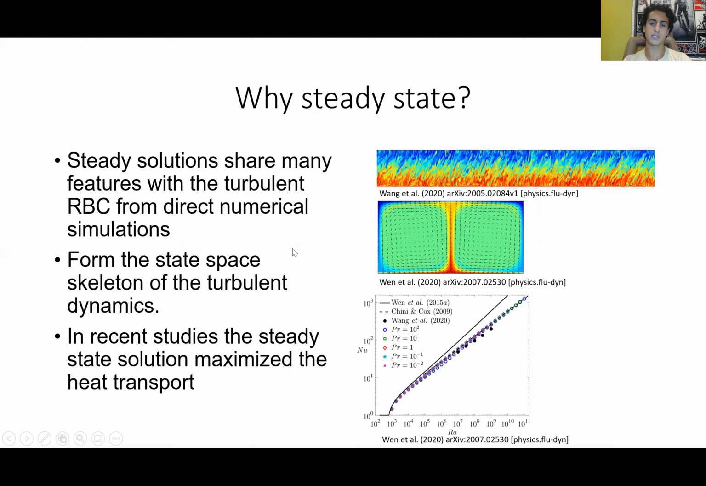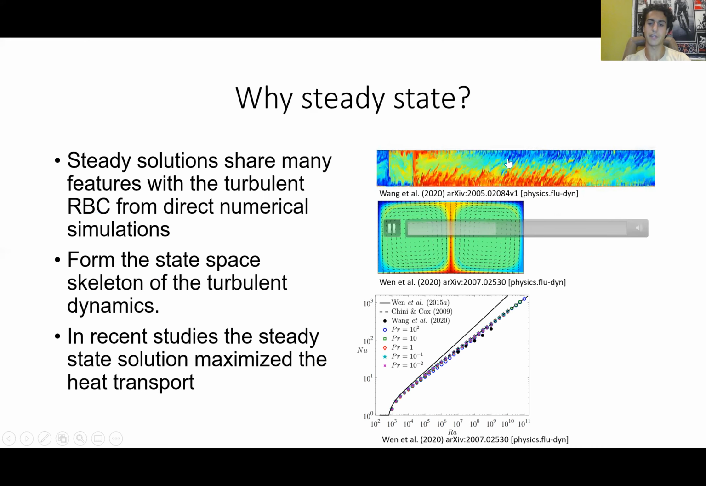So why are we studying the steady state? Before we go over that, though, I want to start this video, and I urge you to pay attention to it because it's a big point about this. Mainly in the fact that our steady solution shares many features with the turbulent solution after a sufficient amount of time has passed. You'll see that this video of the time-dependent solution will look a lot like our model here.